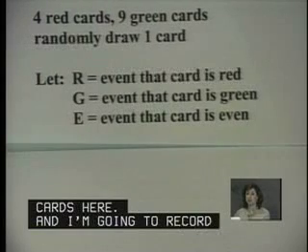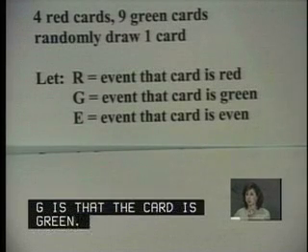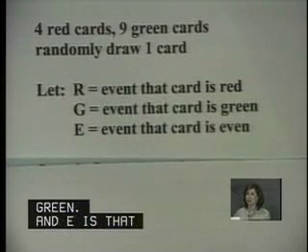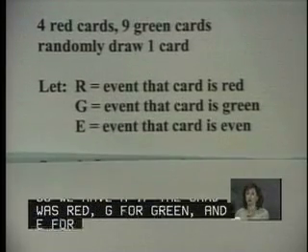R is the event that the card picked was red. G is that the card is green. And E is the event that the card was even. So we have R if the card was red, G for green, and E for even. And we're only picking one card.